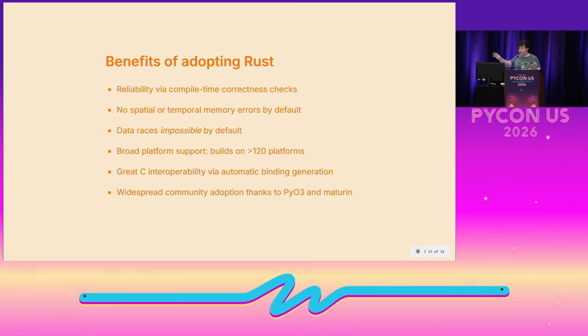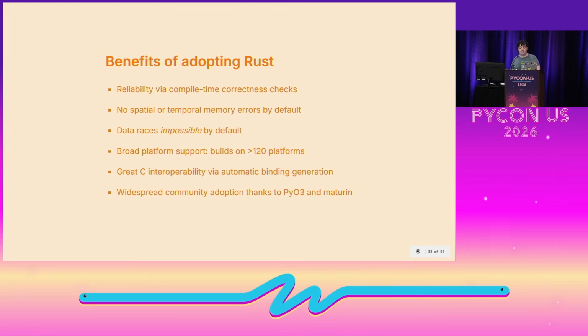And so there's a number of benefits to adopting Rust. The increased reliability in Rust largely comes from compile time correctness checks. You can express things in Rust to check that your program will be correct ahead of time. It also doesn't have spatial or temporal memory errors like buffer overflows and use after free, which can lead to crashes and vulnerabilities by default. Additionally, data races are impossible by default.